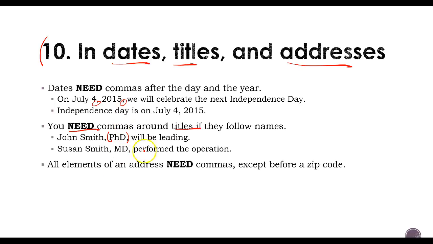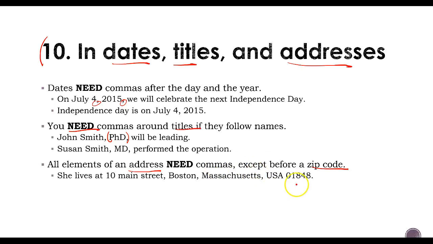Finally, all elements of addresses need commas except before a zip code. So we'd say, she lives at 10 Main Street, Boston, Massachusetts, USA 01848. So we put commas between each of the items in the address except before the zip code. Send it to 53 Wake Street, Lawrence, Mass 01880. So here again, in all of the items, we have commas except before the final one.